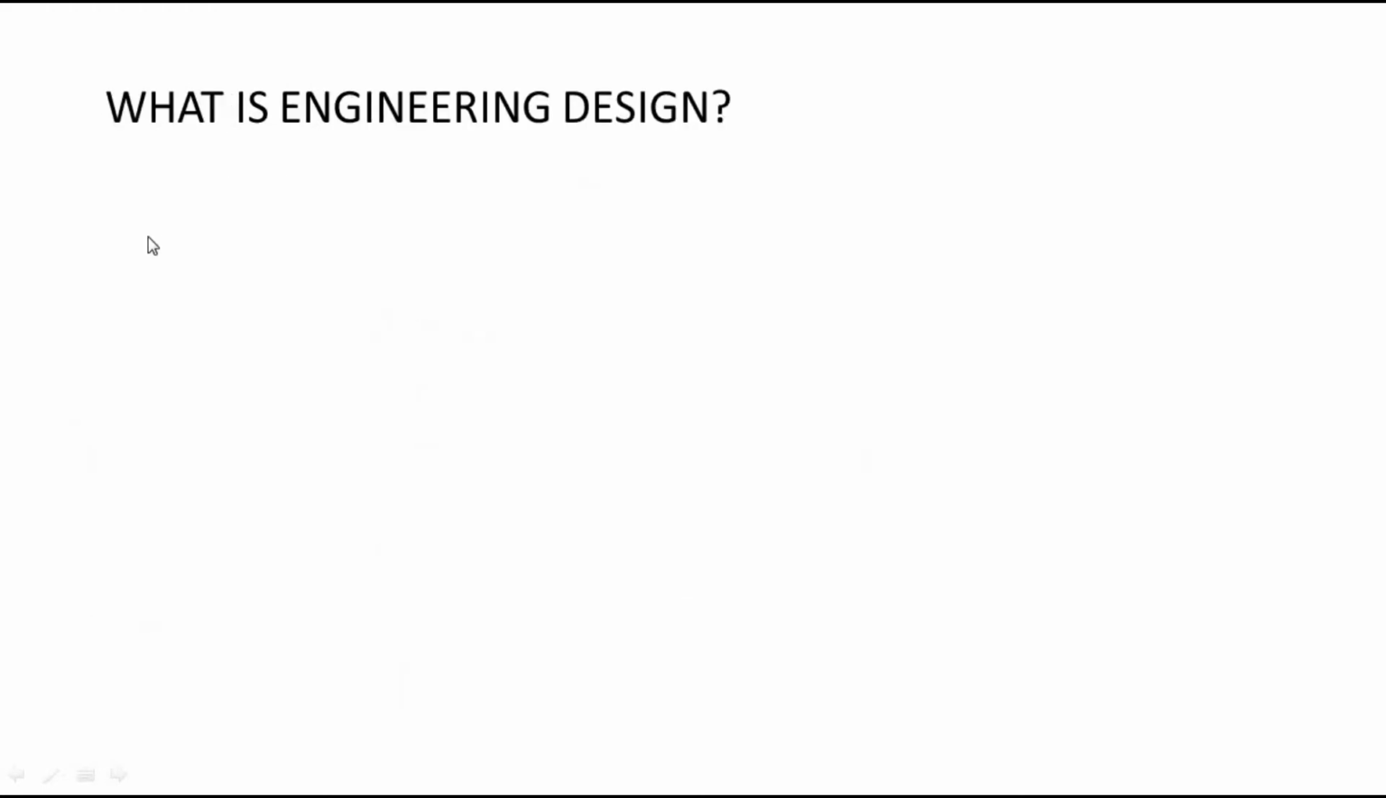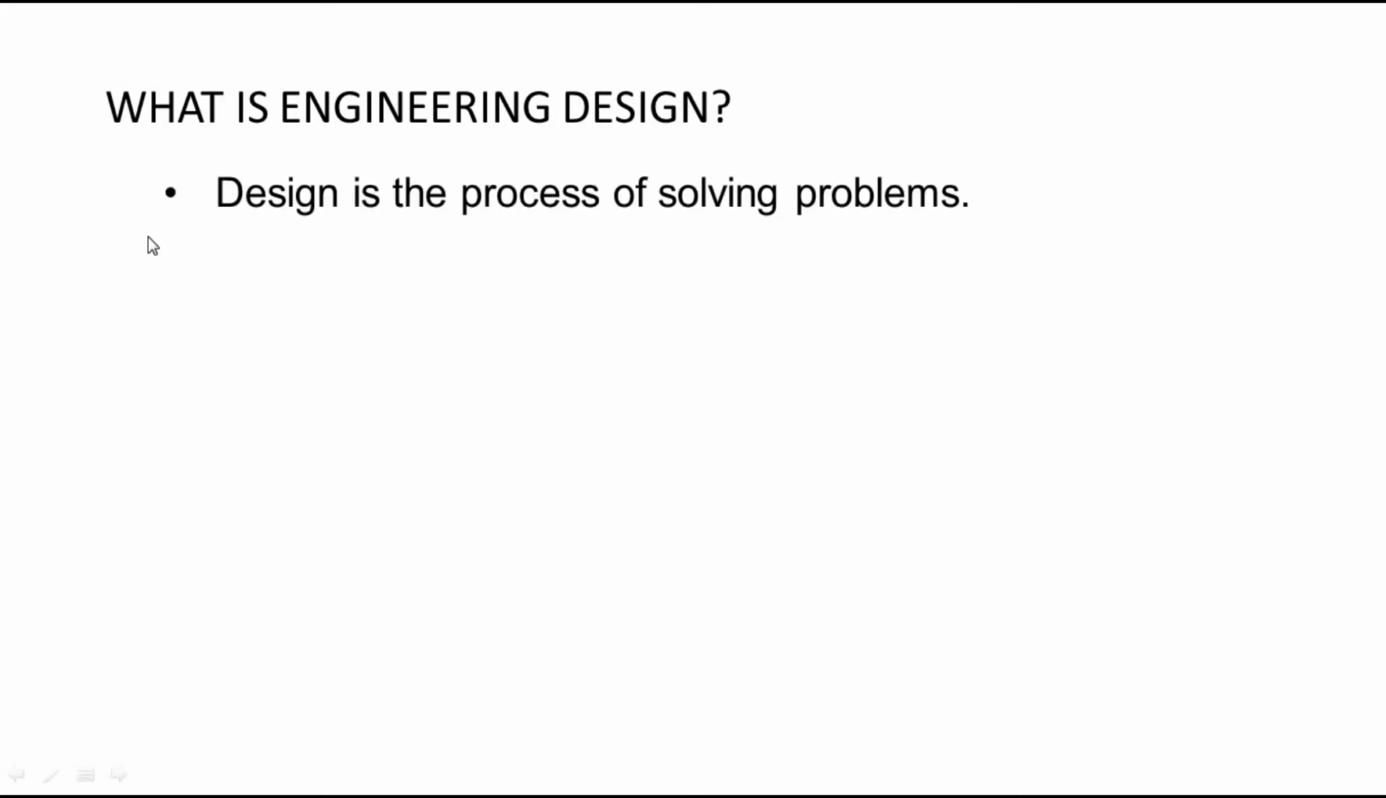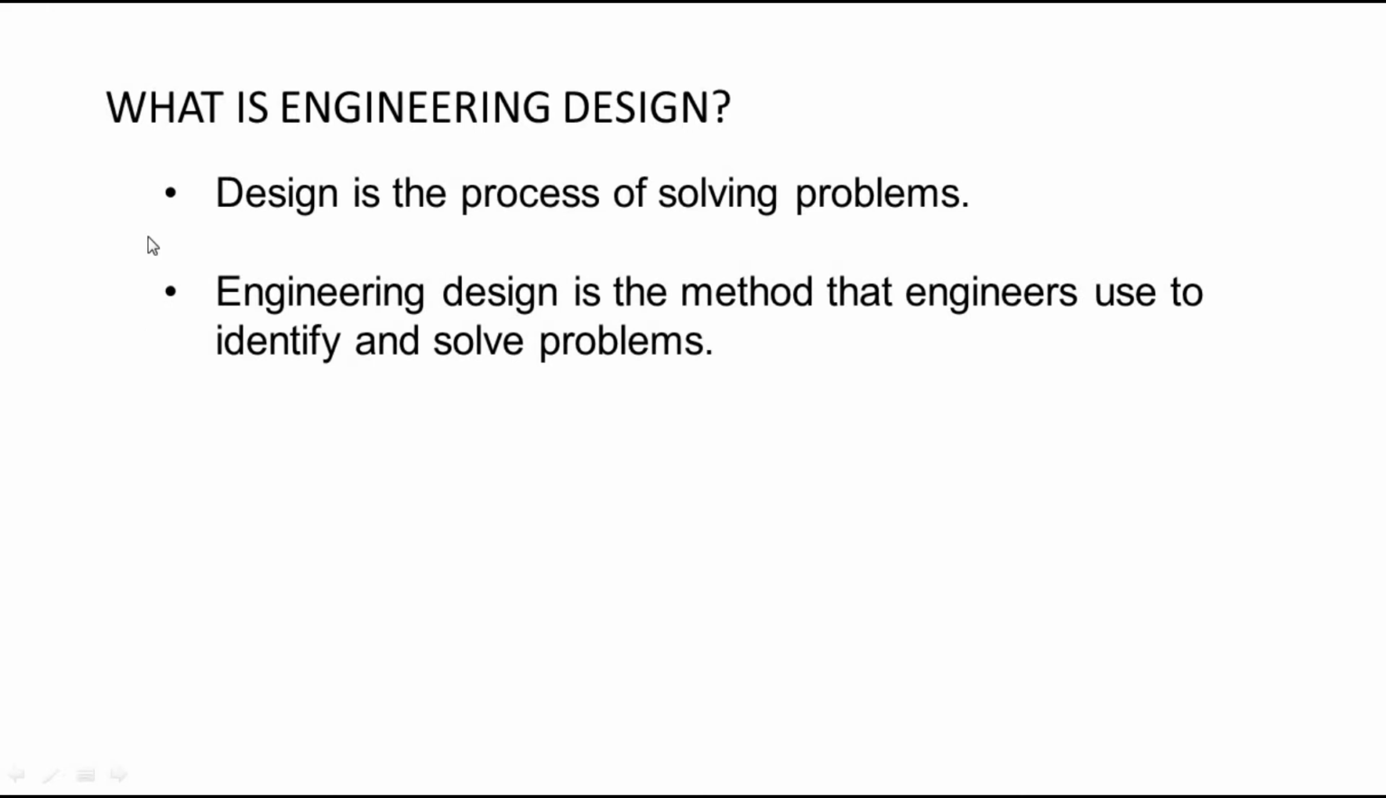And now, what is engineering design? We already discussed that design is the process of solving problems. So what is engineering design? Engineering design means the method that engineers use to identify and solve problems. The process of solving problems is called design, and the method that designers or engineers use to identify and solve the problems is called engineering design.